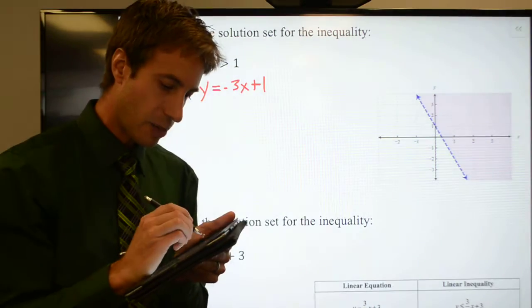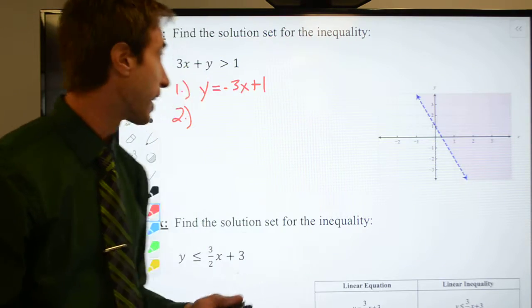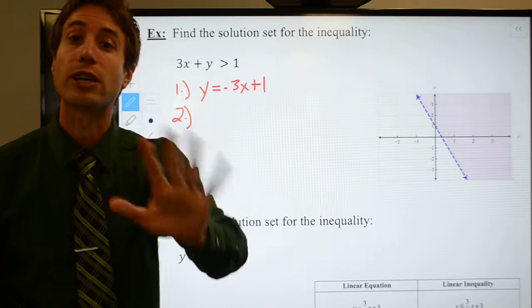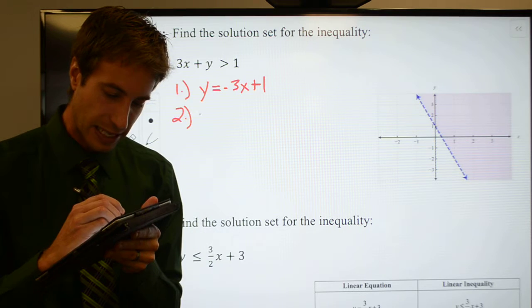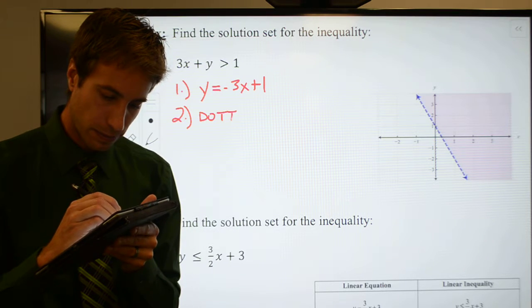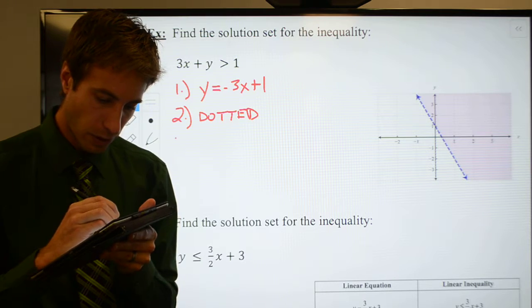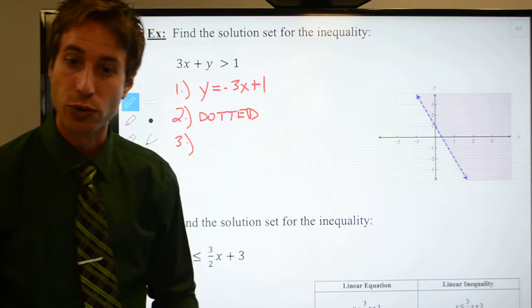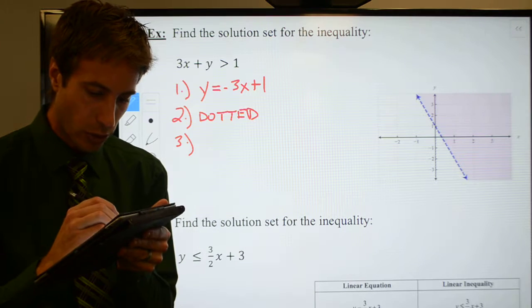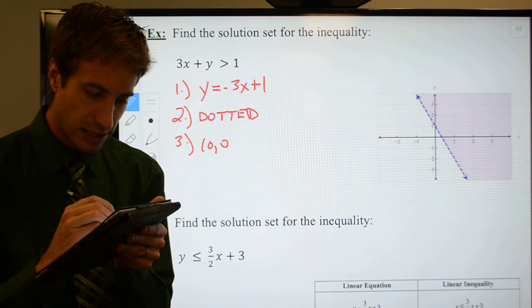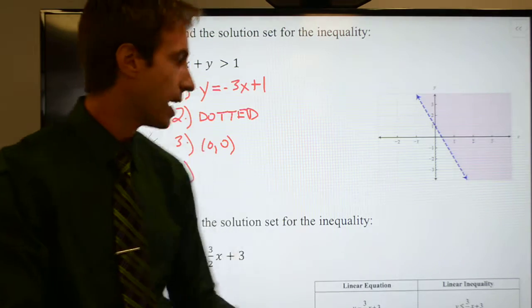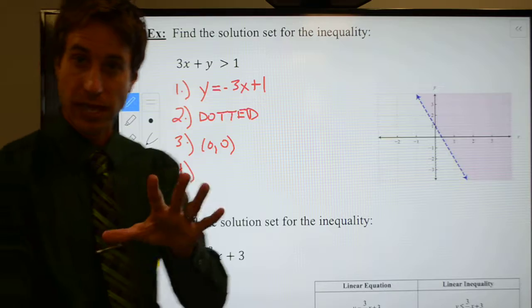Step 2 is to determine if I need a solid or dotted line. Well, because it's strictly greater than, of course that means I need a dotted line. Step 3, I choose a test point. Now, because my graph doesn't go through 0, 0, I am absolutely going to use the point 0, 0. And now we come to step 4. This is the one where generally kids get hung up.